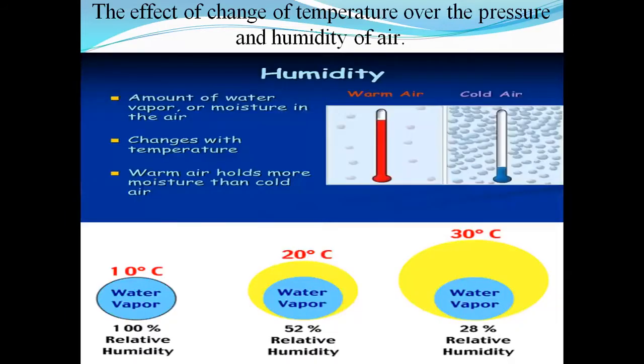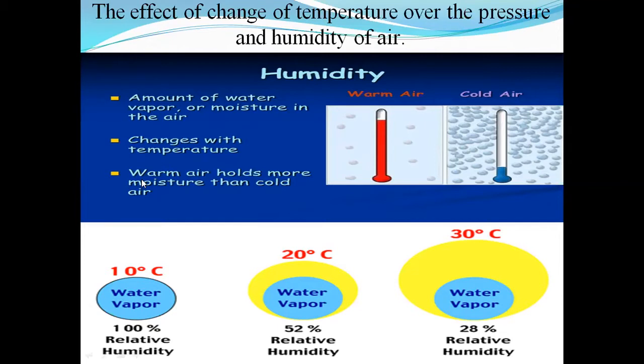Now, humidity. Humidity is the amount of water vapor or moisture in the air. If anywhere the amount of water vapor or moisture is increased, that means humidity will be increased. It changes with temperature, because you know, boys, when you increase the temperature, the upper surface of the water will be vaporized, and it goes to the atmosphere. That's why vapor increases in the atmosphere, and humidity will be increased.